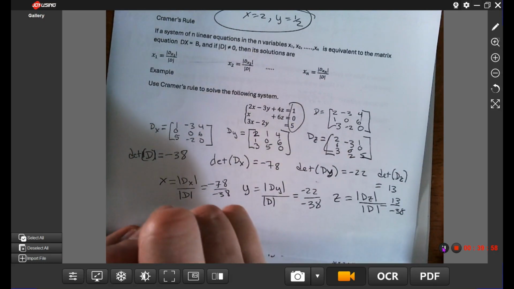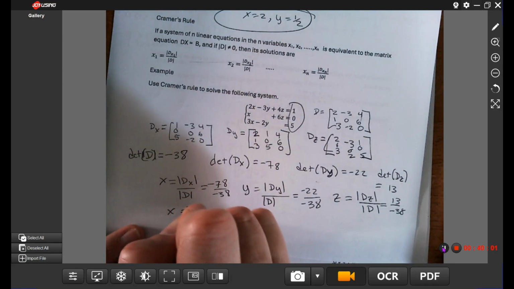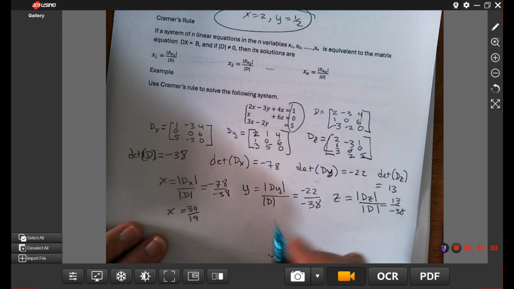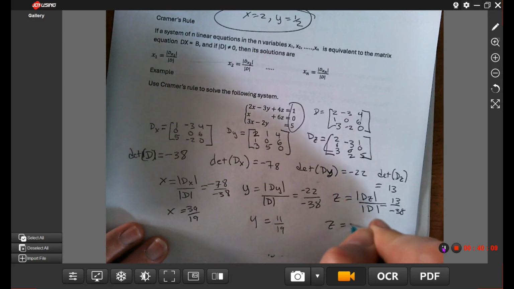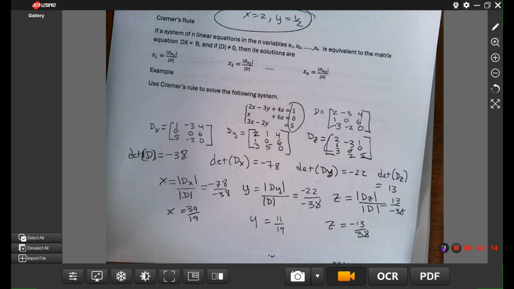So x equals 39 over 19. Aren't you glad we didn't have to do that by hand? And y equals 11 over 19. And z equals negative 13 over 38. So there you have it. Cramer's rule. We solved this system.